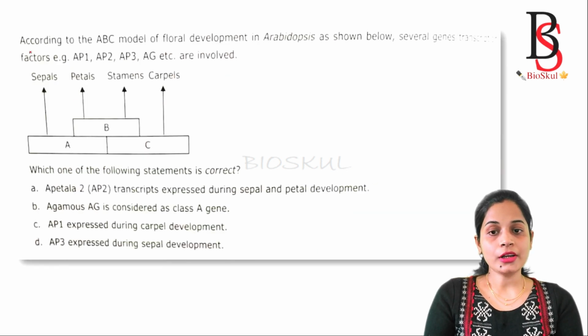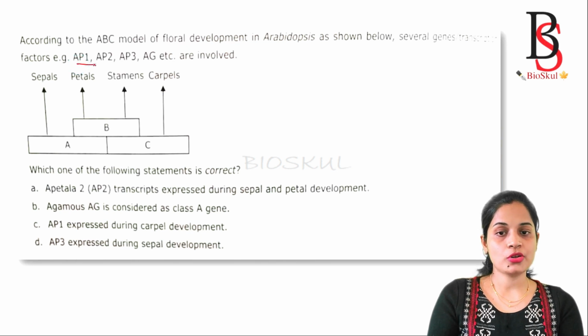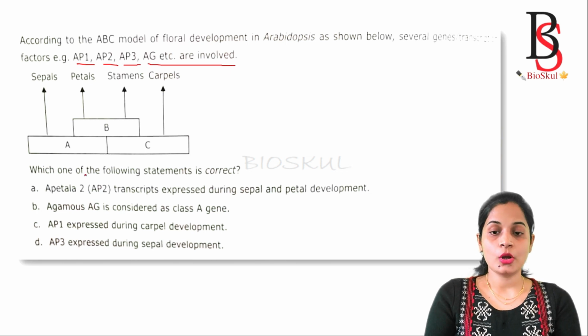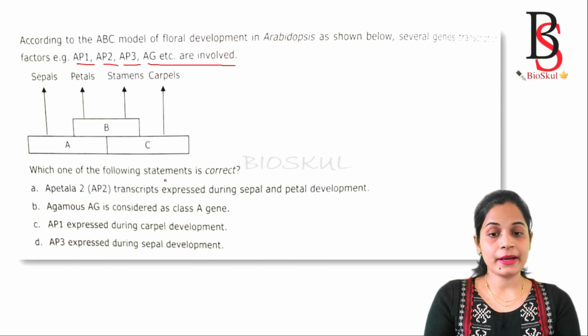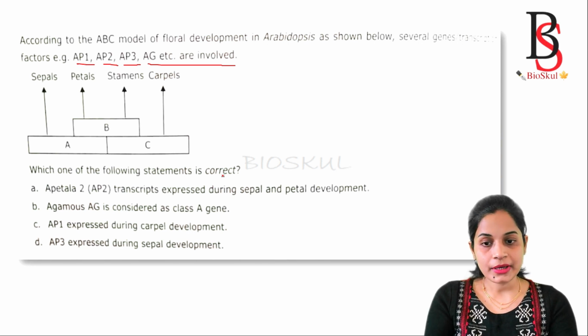Okay. According to the ABC model of flower development in Arabidopsis as shown below, several genes or the transcription factor AP1, AP2, AP3 and AG etc. are involved. Which one of the following statement is correct? Let's see what are the statements.